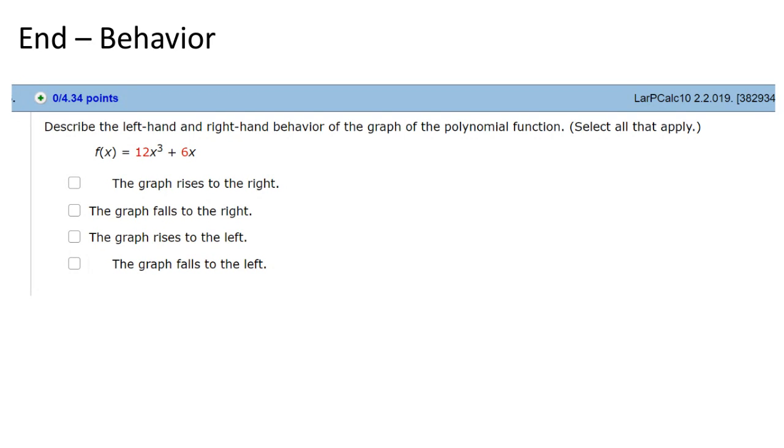Okay, any questions on the, what is it called? The rational numbers.